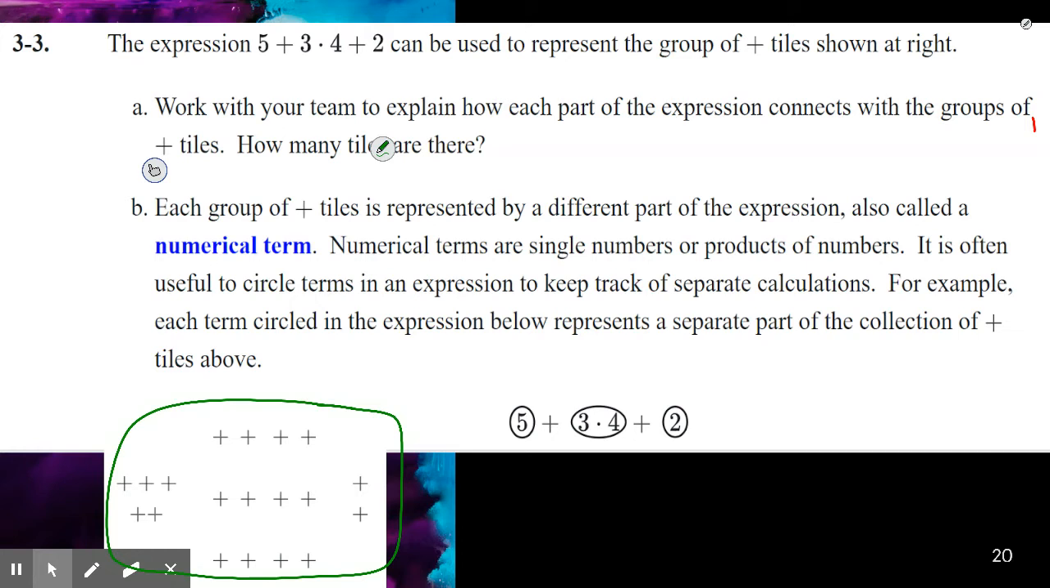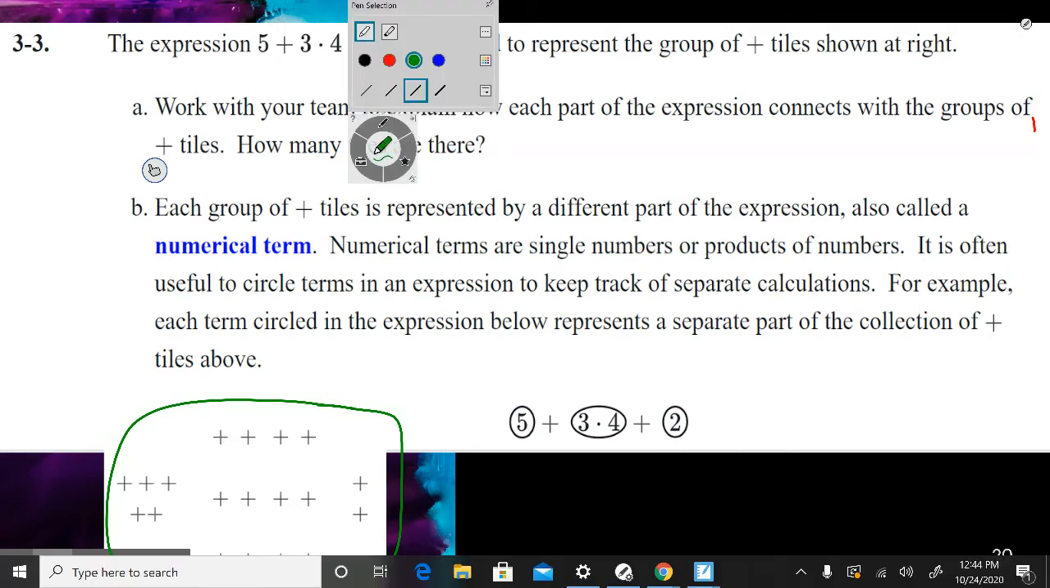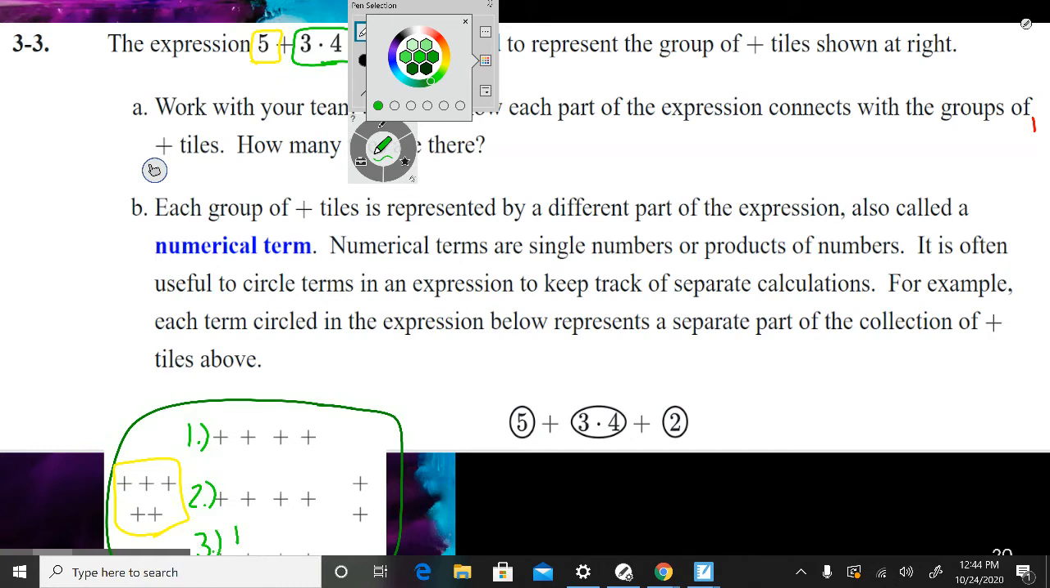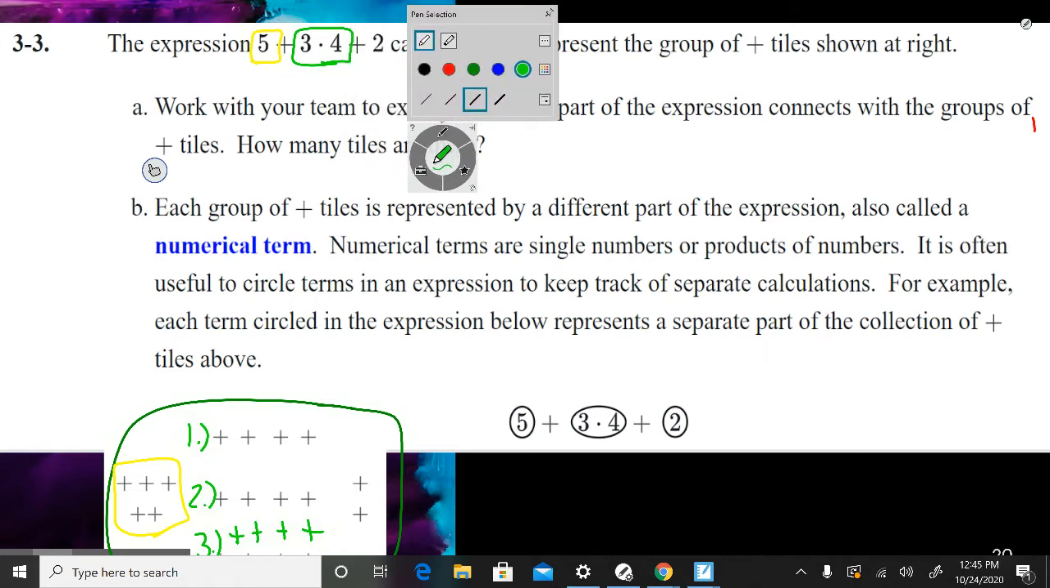Okay, so let's first start off with, in yellow, looking at the 5. So here is our positive 5 represented by 5 positive tiles. And now we're going to do, in green, 3 times 4. So that's our next part here. You can't see it based off of how it's put onto my smartboard, but it's going to be 3 groups of 4. So here we see one group, we see a second group, and there's a third group down here of another 4 positive tiles for a total of 12, right? So that's where the 3 times 4 is shown.